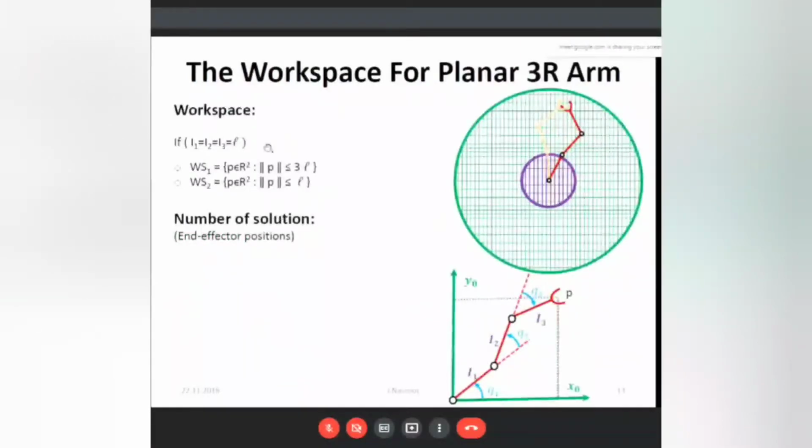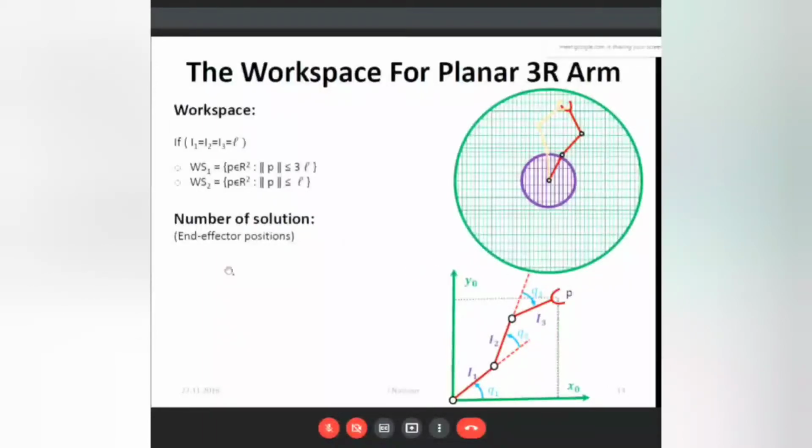Now you can see here, if there is a 3 degree of freedom system with L1 equal to L2 equal to L3, then the maximum reach will be 3L, and the minimum, if you fold it here, will be L. Finally, this will reach here, so your minimum workspace will be L. The minimum workspace will be L. The number of solutions will depend on the end effector position.